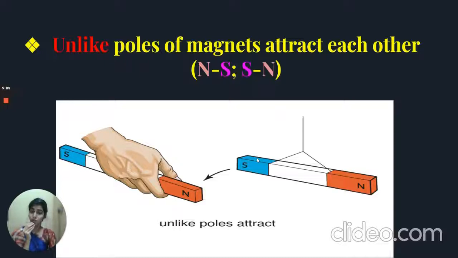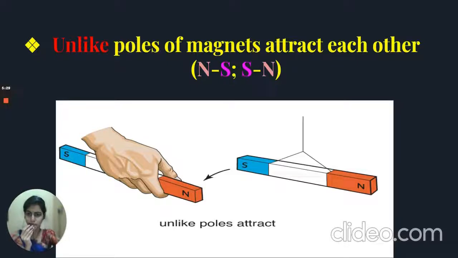When you talk about properties, you should know these two points. You should never forget. These are very, very important. The first point is that unlike poles of magnets attract each other. What do you mean by unlike poles? Unlike poles are nothing but opposite poles. So, opposite poles of magnets will always attract each other.